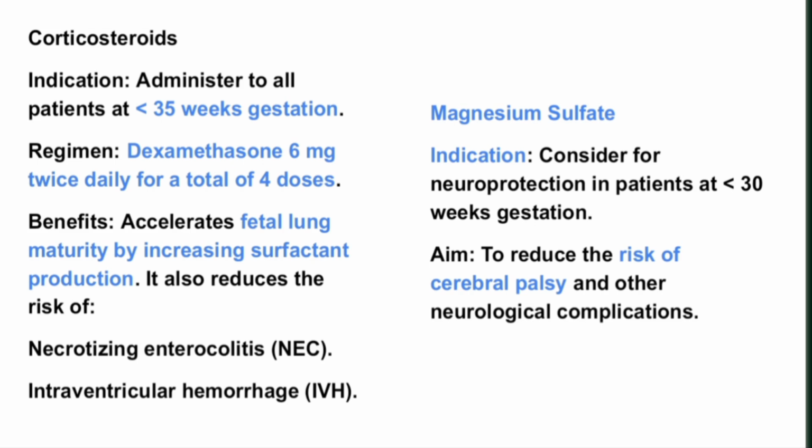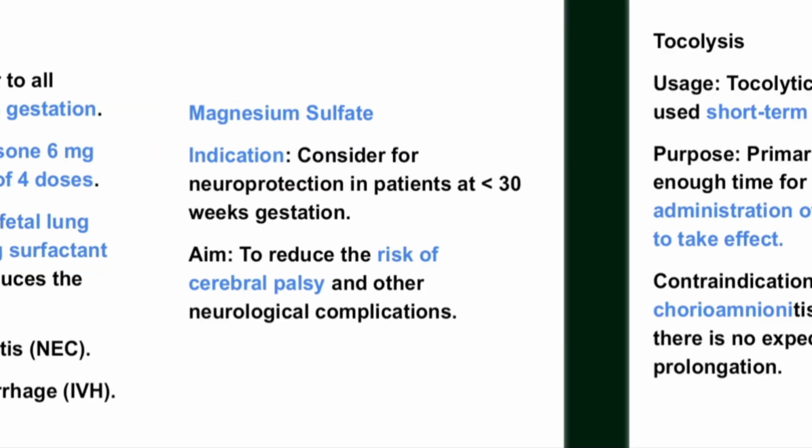We also need to put all patients who are at a gestational age of less than 30 weeks on magnesium sulfate for neuroprotection. Why we're putting them on magnesium sulfate is just to reduce the risk of them having cerebral palsy and other neurological complications.